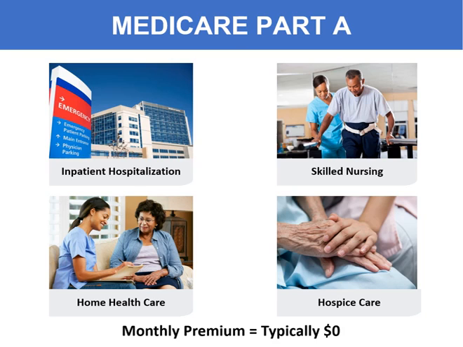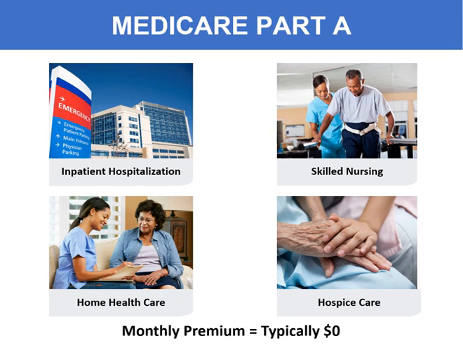So Part A, typically there's not a monthly premium for A. If you've worked 10 years and you've paid your Social Security tax, you have paid for A already. It includes overnight stays in the hospital, or inpatient. It also includes skilled nursing, home health care and hospice. Now those last three do require a qualifying event. Of course, hospice is for terminal illness.